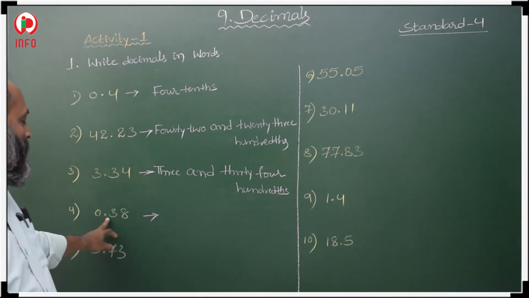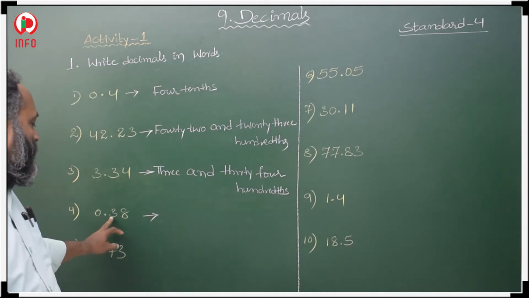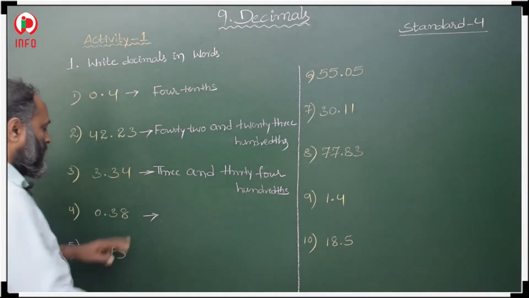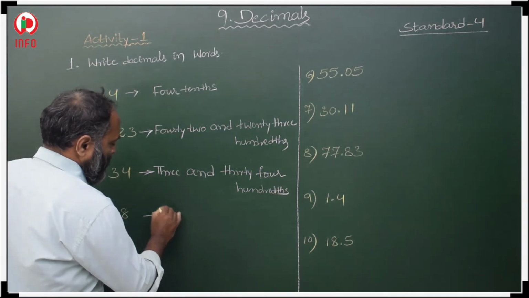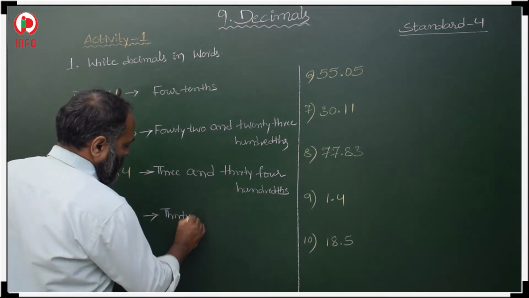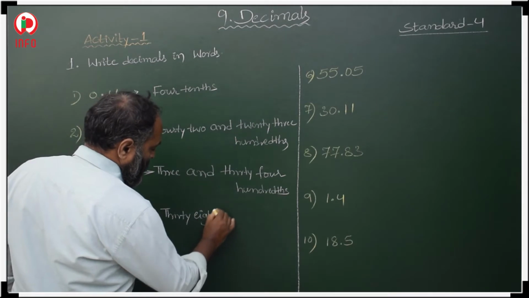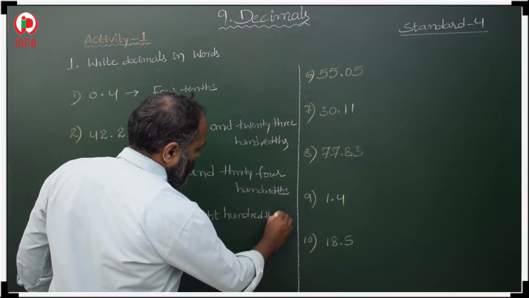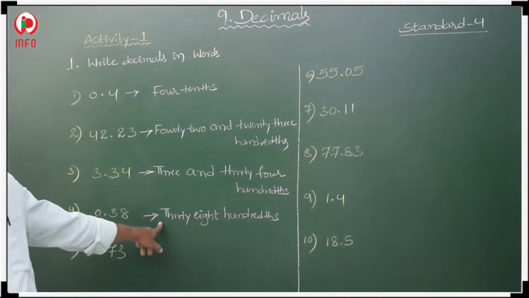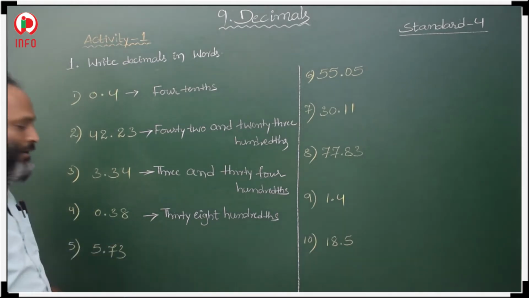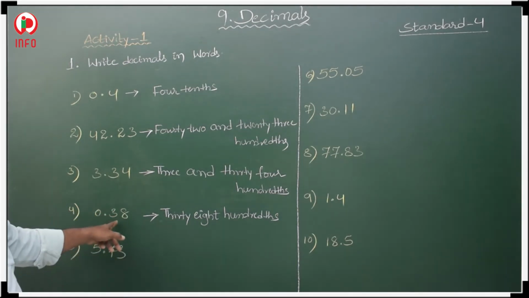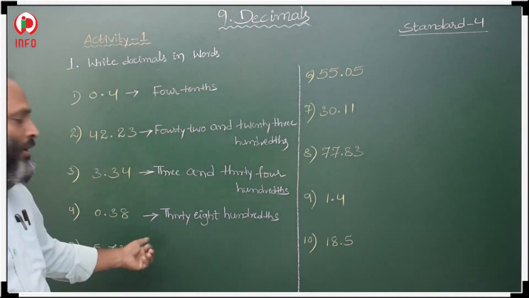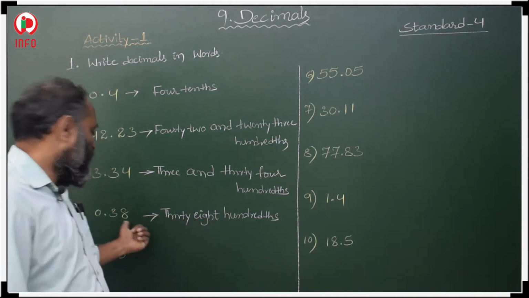Now here, 0 point is there. 0 point means it does not have any value. So we just have to write 38 hundredths. This fourth one, 0.38, means 0 is there, so no need to write 0. Just write 38 hundredths.